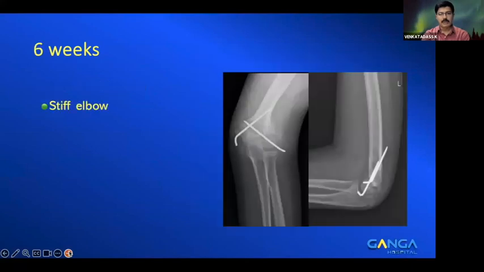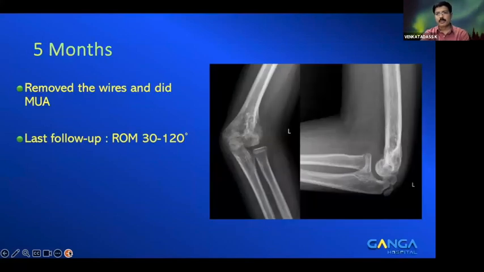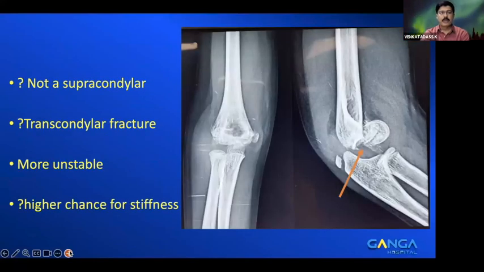Luckily, she did not have any sort of infection, but by 6 weeks, we saw that the elbow was quite stiff. She was not gaining range of movement. At 5 months, we removed the wires, and you can see that there are some avascular necrosis changes happening in the distal fragment. And the last follow-up range was about 20 to 130 degrees.